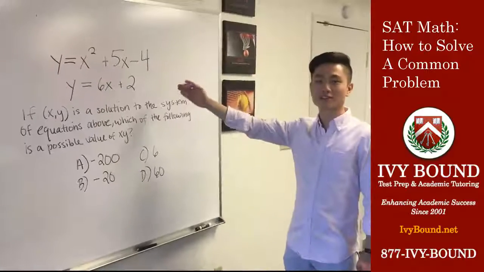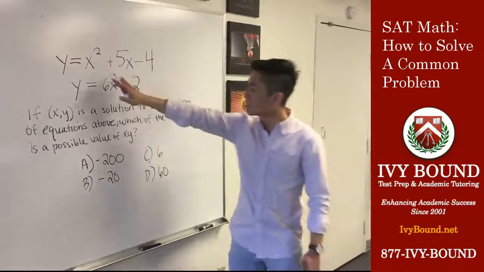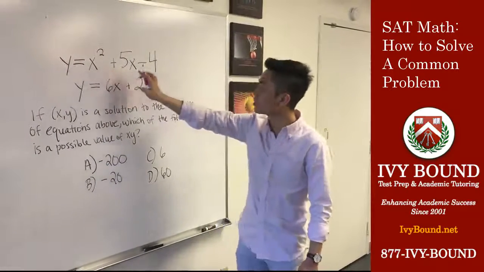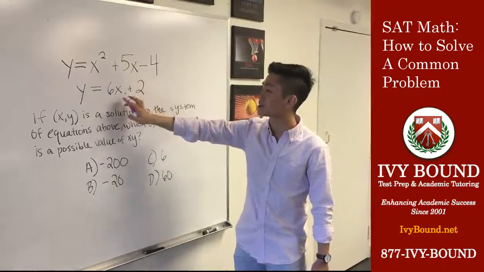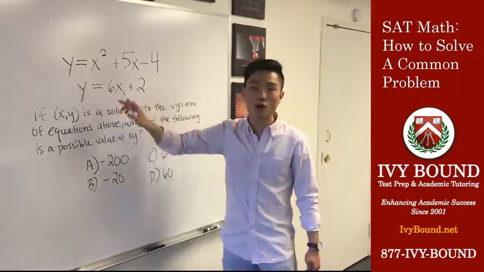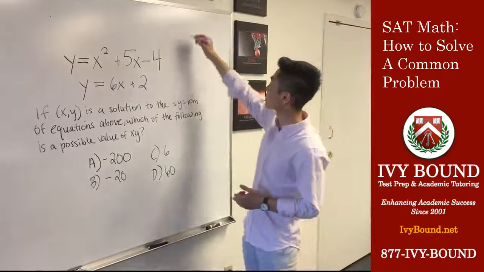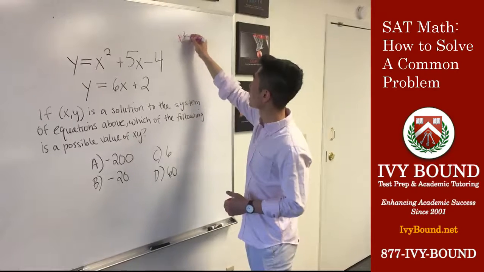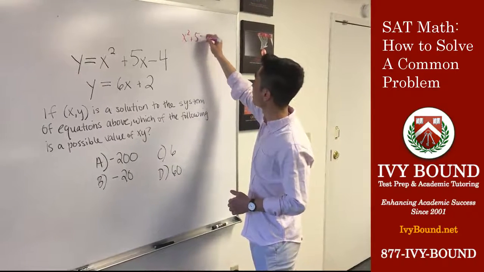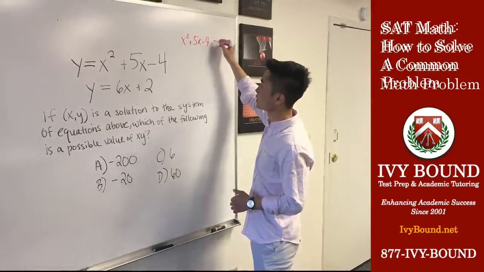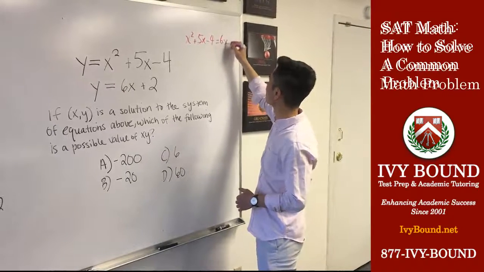So to solve this system, we realize that x squared plus 5x minus 4 and 6x plus 2 both equal to y. So they would have the same value. So it would make sense to set them equal to each other. So we would have x squared plus 5x minus 4 equals 6x plus 2.